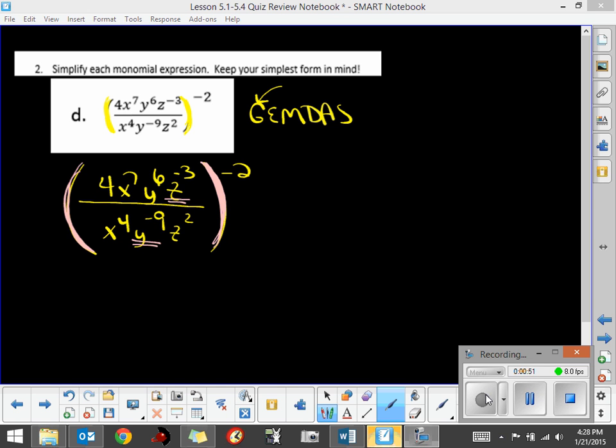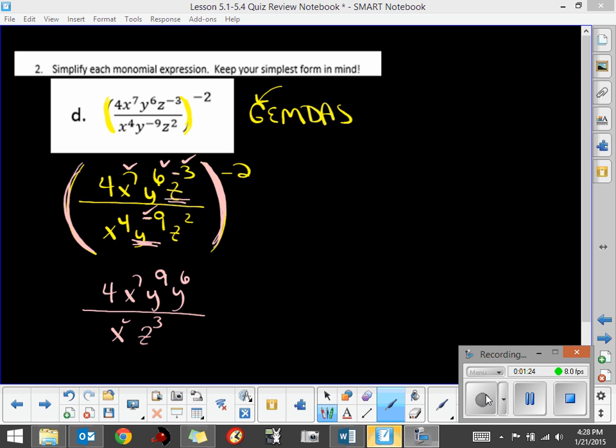In order to do that, the 4 is fine, the x to the 7th is fine. But I want to take this y to the negative 9 to the top, because the negative exponent forces me to reciprocate it. So I'm going to take that back up to the top, so it's y to the 9. Then I'll have a y to the 6th, just taking that one as is. Now this z to the negative 3, since it's to the negative 3, that negative is going to force me to move it down to the bottom and reciprocate it. So I want to move that z to the negative 3 to z to the 3rd at the bottom. So now I've taken care of this one, and that one.